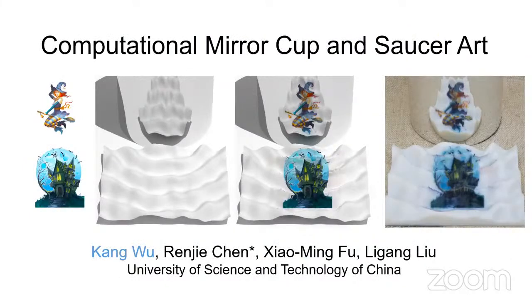Okay. Hello, this is Kang Wu from the University of Science and Technology of China. I'm glad to be here to give a talk. My talk consists of two parts. In the first part, I will briefly review the studies on the 3D visual art design problem and show my idea about how to solve it. In the second part, I will formally introduce our work, computational mirror cup and source art, and use it as an example to prove my idea.